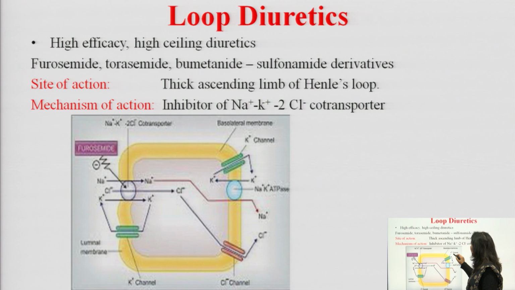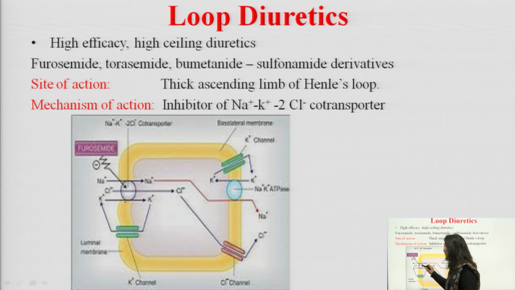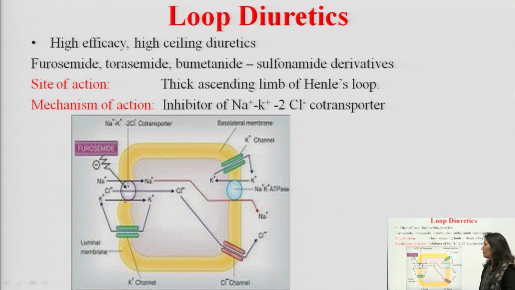Site of action is the thick ascending limb of Henle, and the mechanism of action involves the sodium potassium 2 chloride co-transporter, which is present on the luminal membrane. Furosemide inhibits this co-transporter by binding to the chloride site. Thus it inhibits reabsorption of sodium, chloride and potassium. So they increase the excretion of sodium, chloride and potassium.